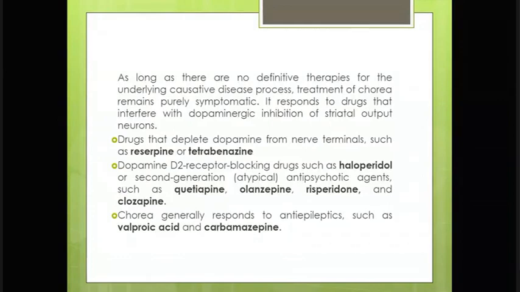Chorea responds to drugs that interfere with dopaminergic inhibition of striatal output neurons. There is a group which can achieve this biochemical change: drugs that deplete dopamine from nerve terminals. We have reserpine and tetrabenazine, which is widely used nowadays in treatment of chorea. Dopamine D2 receptor blocking drugs, such as neuroleptics, typical and atypical, were used in the past, but nowadays tetrabenazine is used more than this group. Chorea generally responds to anti-epileptic drugs such as valproic acid and carbamazepine.